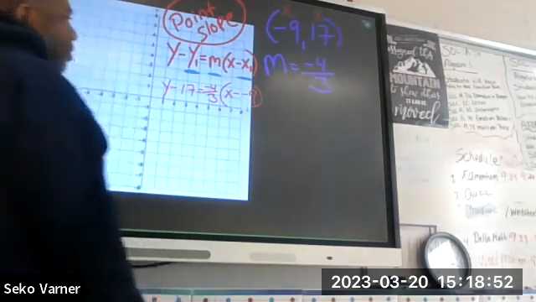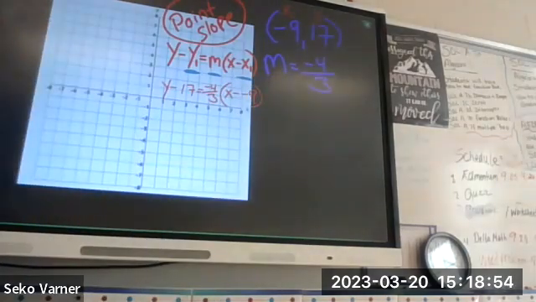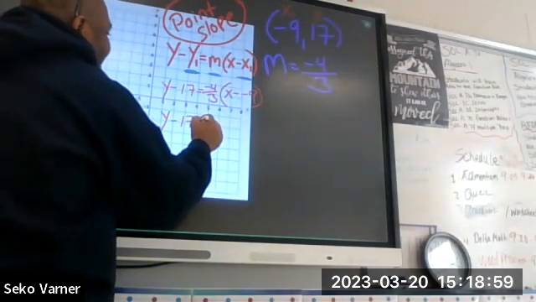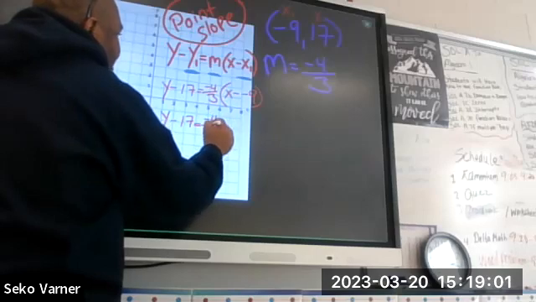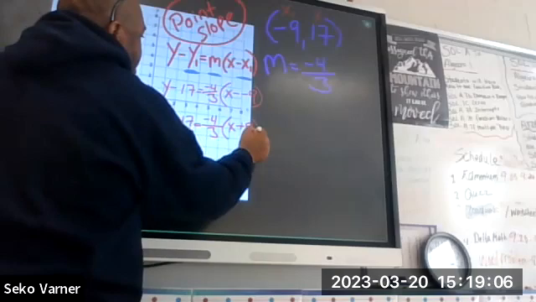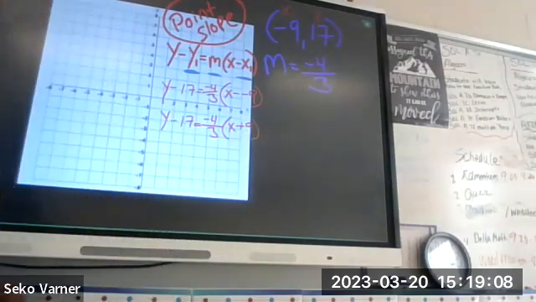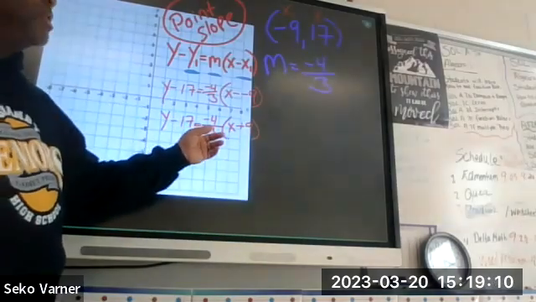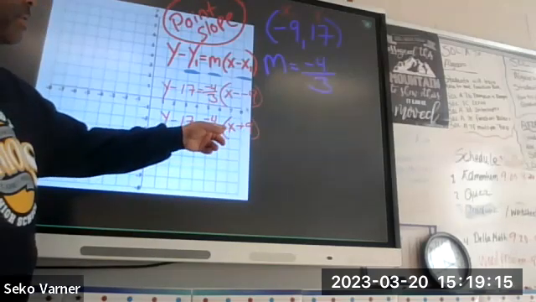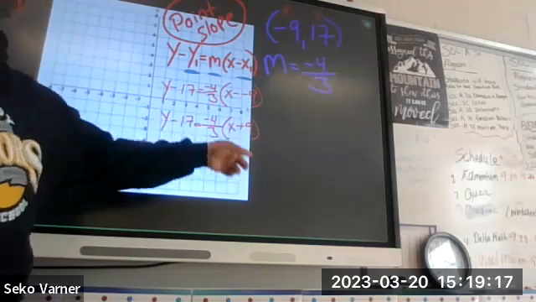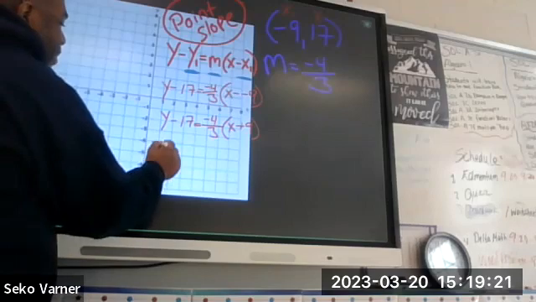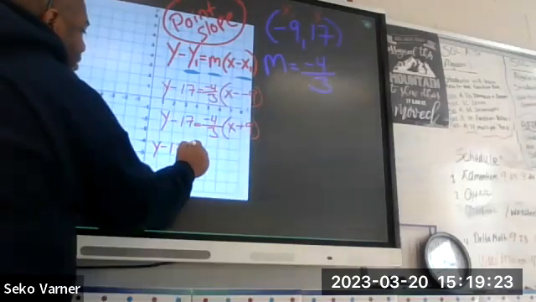Two negatives make a positive, so I'm going to rewrite it: x plus 9. So what I have to do now is distribute -4/3 onto x and -4/3 onto 9. I want to keep this part the same for right now: y minus 17.